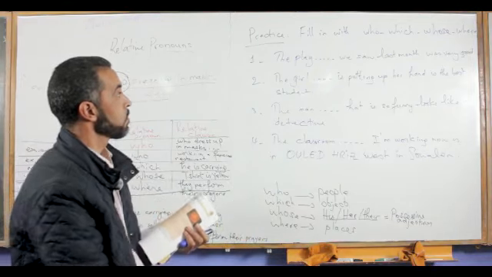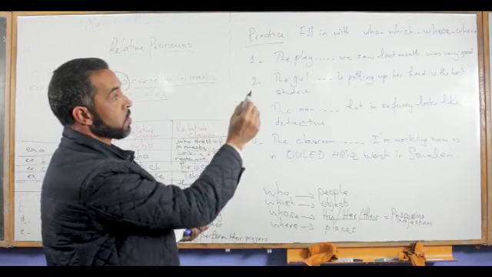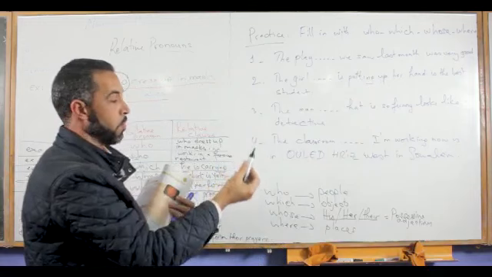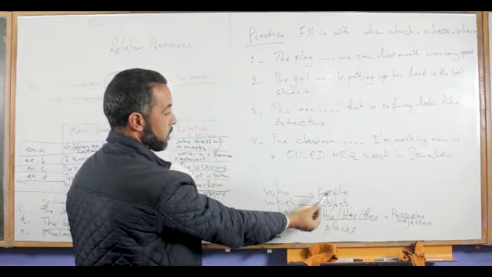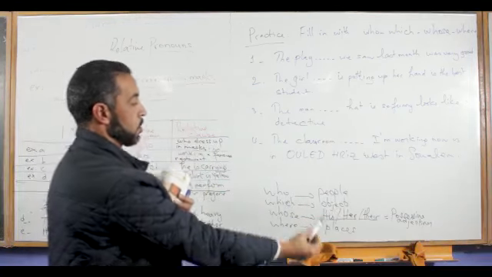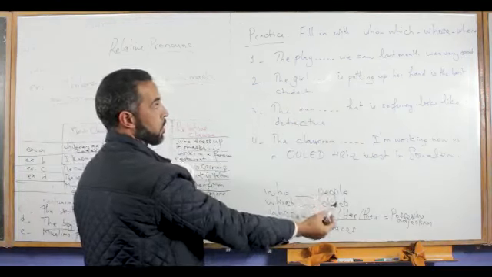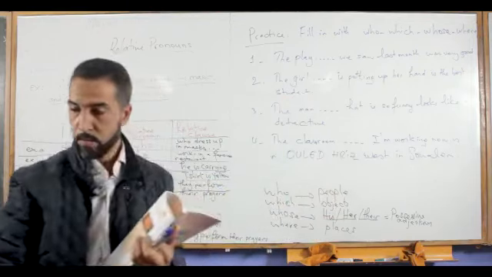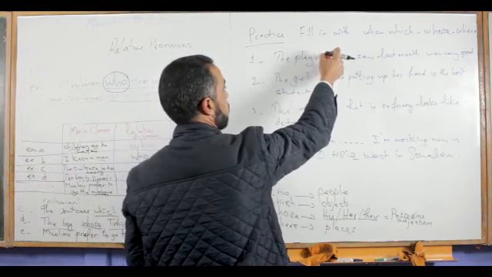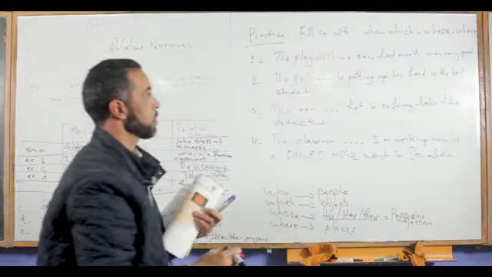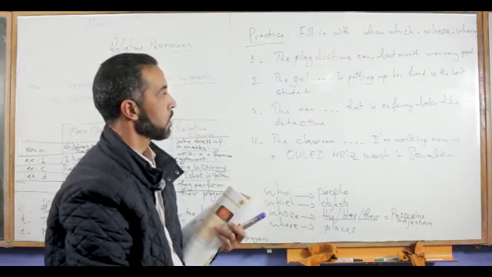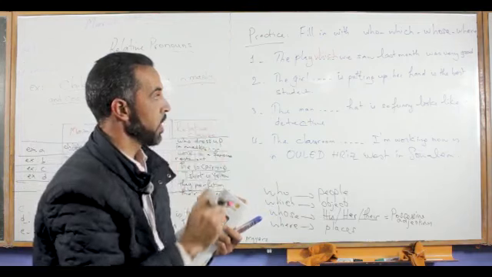Number one, the play we saw last month was very good. So the play, what is it here? Is it a person, an object, possessive or place? Of course, the play is an object, so we use which.